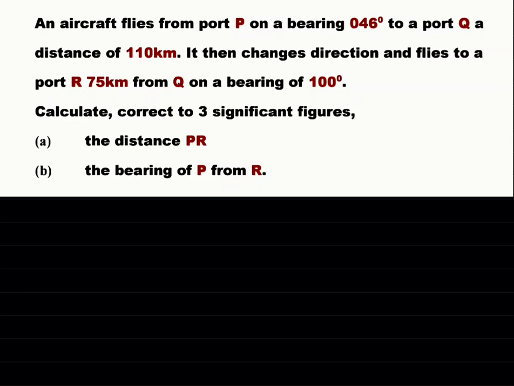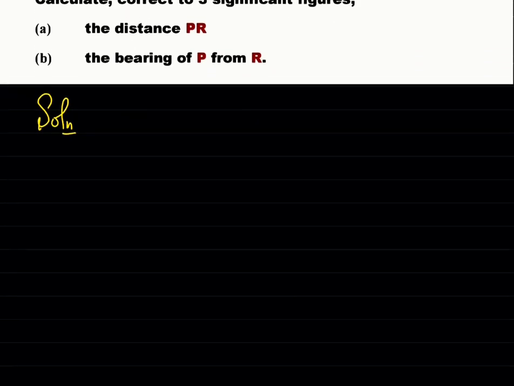We have A, the distance PR, and B, we are to find the bearing of PR. Now let's move straight to solving this question. Solving this question, we must sketch this particular path, the bearing path. So let's sketch it together.